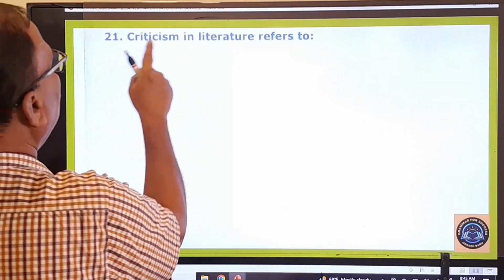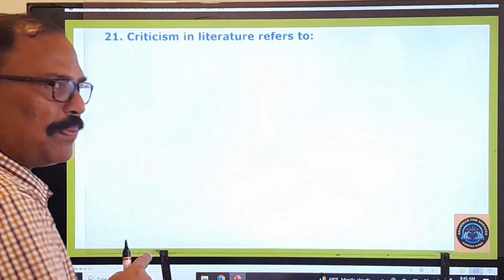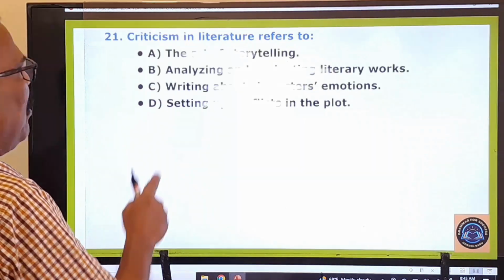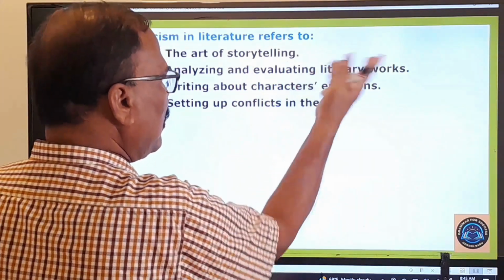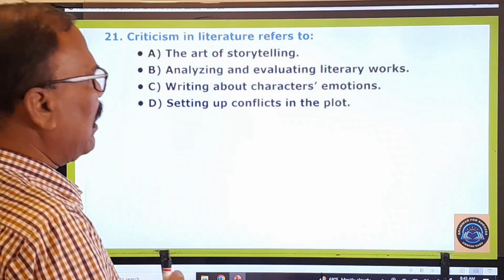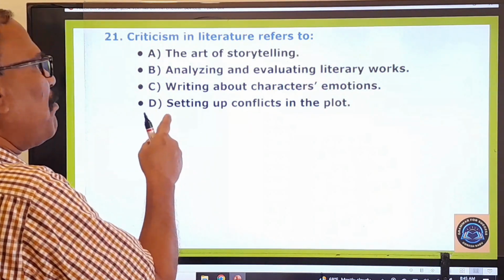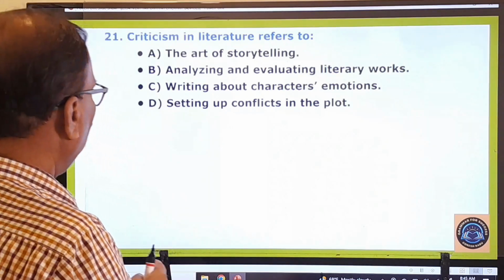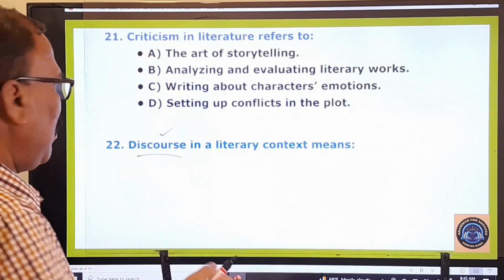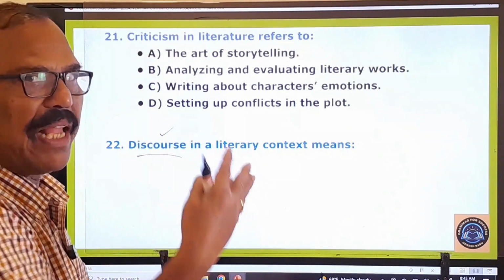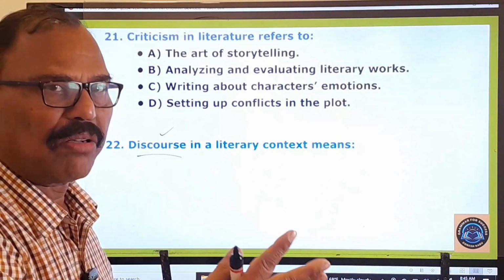21st question. Criticism in literature refers to, what is criticism? The art of storytelling, analyzing and evaluating literary works, writing about a character's emotions, setting up conflicts in the plot. Right. And discourse in a literary context means, the meaning of this in general language is speech, talk, conversation.